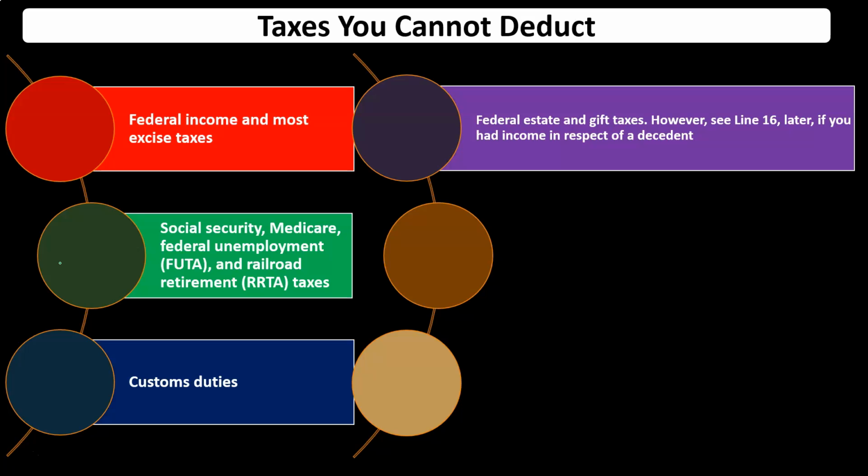Customs duties, federal estate and gift taxes. However, see line 16 later if you had income in respect to a decedent. So the estate and gift taxes are kind of combined together. The estate tax you can think of as kind of a death tax, right?